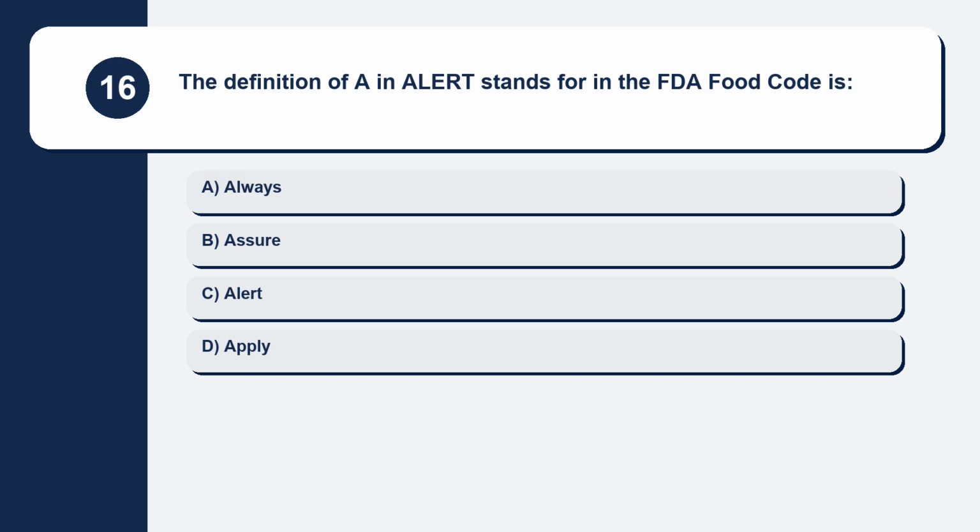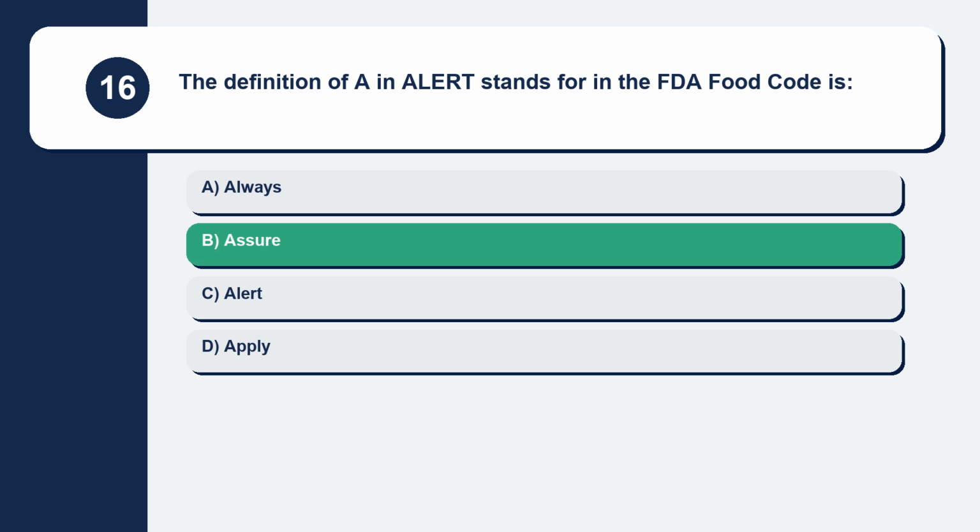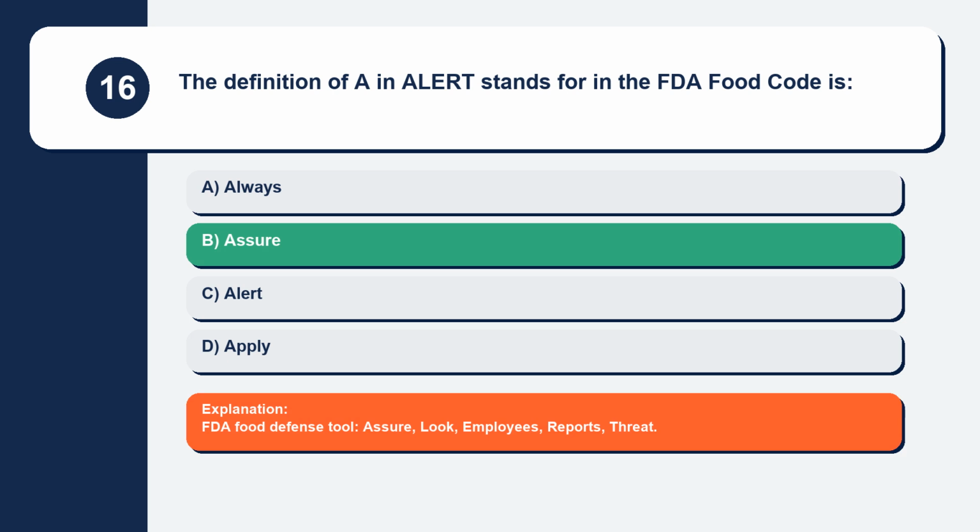Question 16. The definition of ALERT in the FDA Food Code stands for always, assure, alert, apply. FDA Food Defense Tool: assure, look, employees, reports, threat.